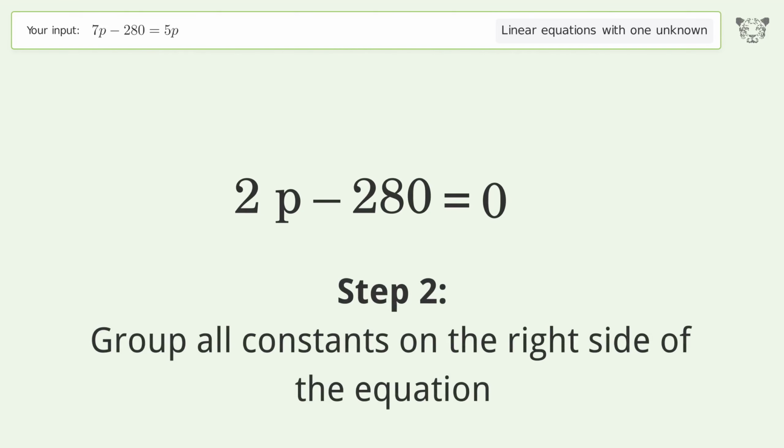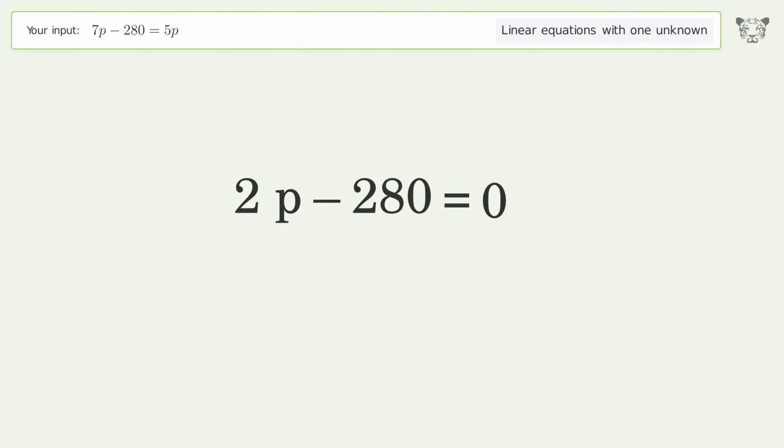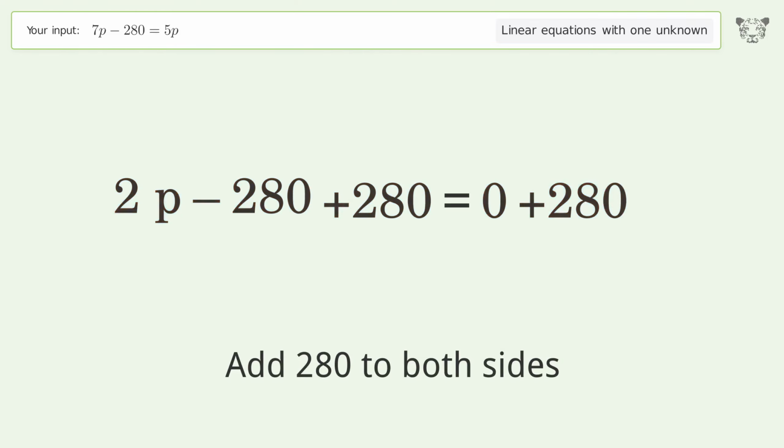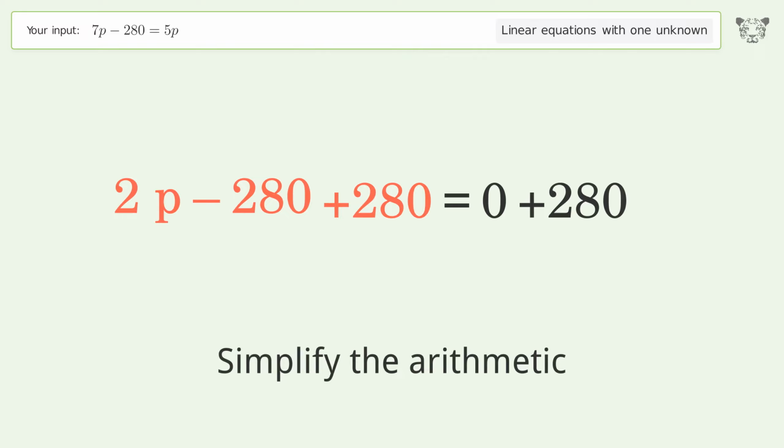Group all constants on the right side of the equation. Add 280 to both sides. Simplify the arithmetic.